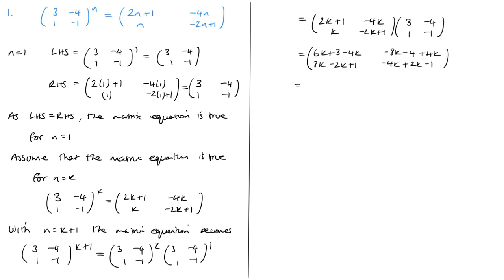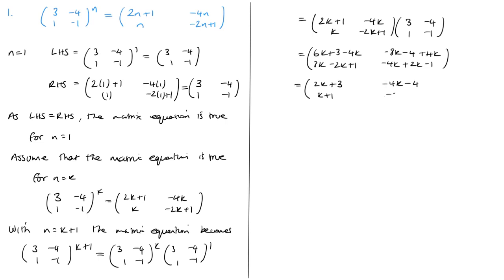Now let's simplify. So this gives me 2k plus 3. Underneath I get k plus 1. And over here I get minus 4k minus 4.